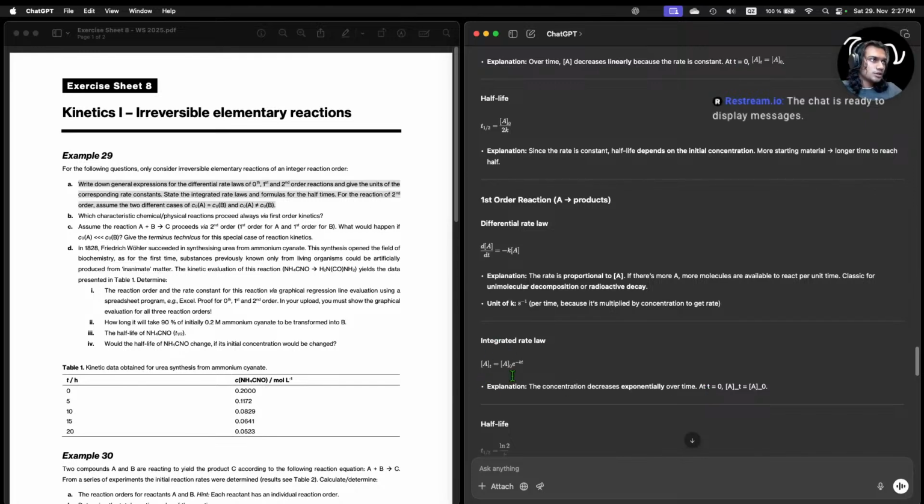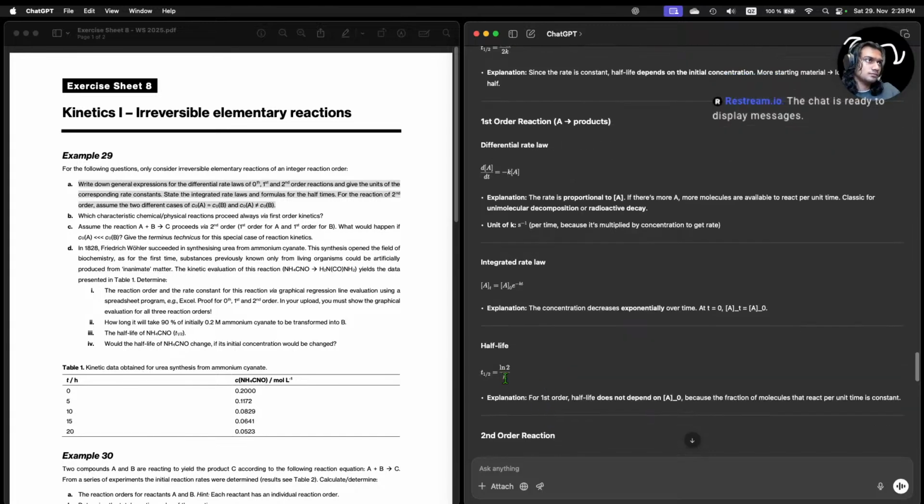Integrated rate law. Explanation: the concentration decreases exponentially over time. Why does it decrease exponentially? When there's more A, the faster it's going to dissociate. Uh-huh.